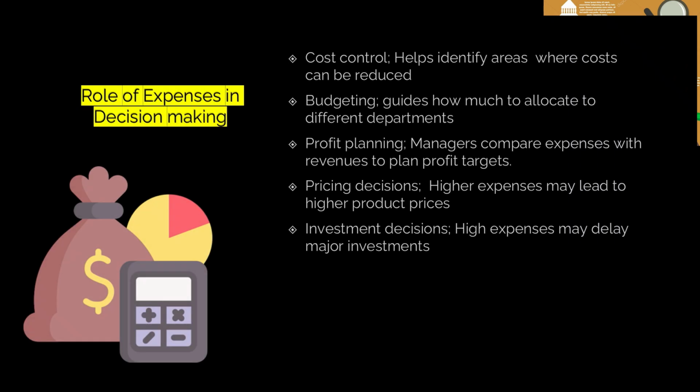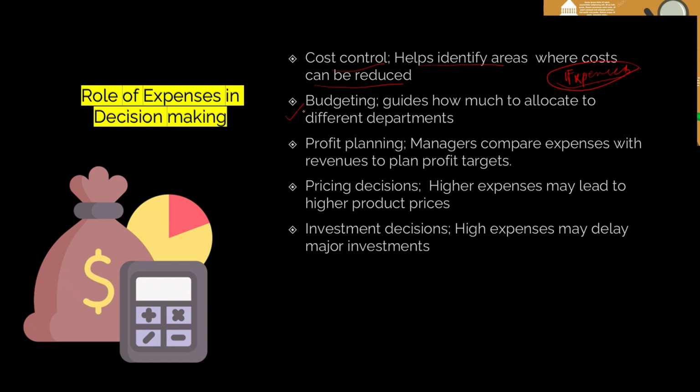Now we are going to see the role of expenses in decision making. First of all, expenses help you to control the cost, because expenses help identify areas where cost can be reduced. If you see the expenses are too high, you would analyze where the costs are unnecessary and where we need to cut the cost. You can only do this when you have the complete picture of expenses in front of you. You can control the cost very easily by identifying the areas by watching the expense figure.